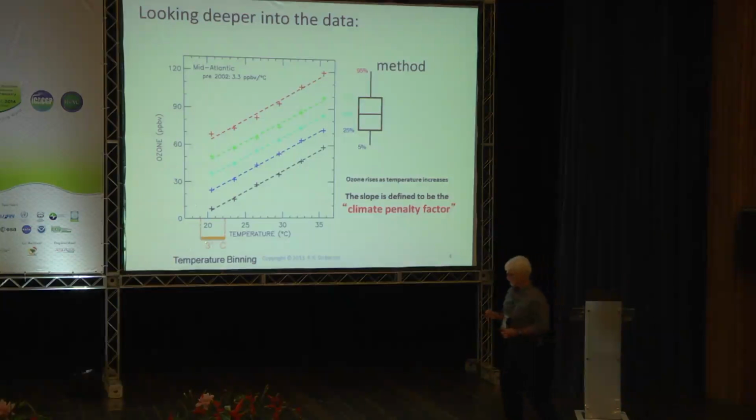Okay, Brian Bloomer is very clever with statistics, and he did these location statistics. So I'll explain what this is. For any given temperature bin, he looked at the median, the quartiles, and the 95th and 5th percentile for rural sites in the eastern United States, at the whole eastern United States. I'm just going to focus on the mid-Atlantic area right now, but the results are similar elsewhere. So the definition of the climate penalty factor is the slope of this line.